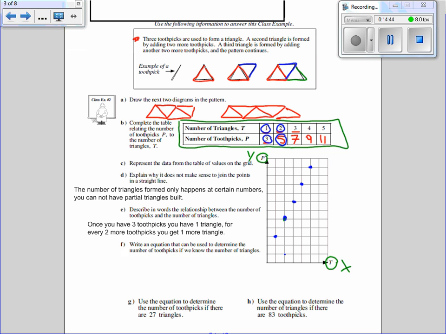Question F. Write an equation that could be used to determine the number of toothpicks if we know the number of triangles. So, the number of toothpicks is P, and it's going to be equal to the number of triangles.